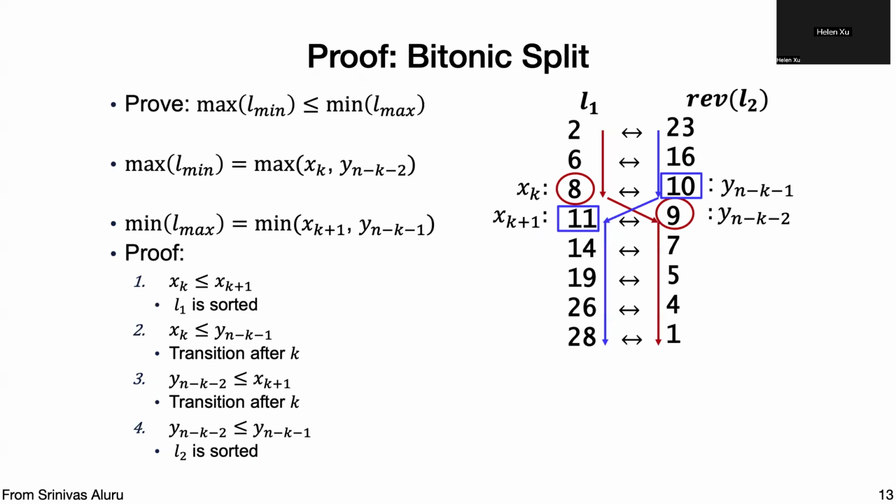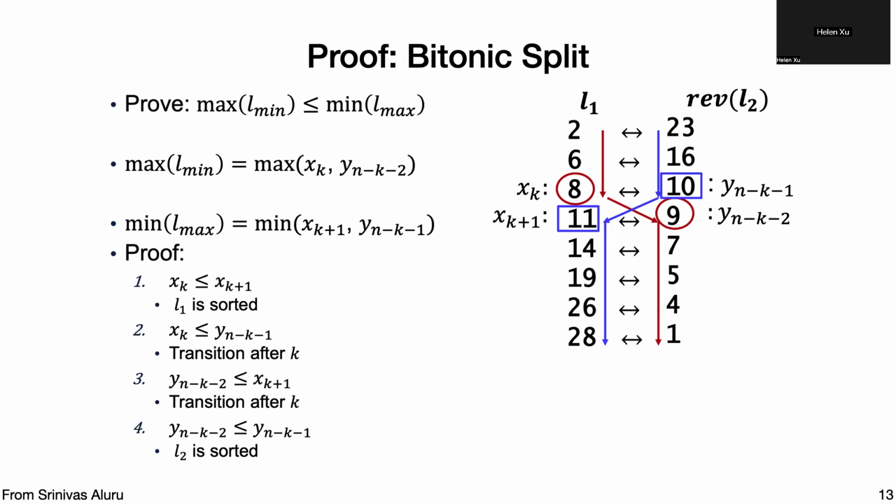Like if you want to compare k for L min and L max. xk is in min and xk plus 1 is in max. Yeah, the other way. Wait, no, it is this way, right? Because max of L min is max of xk and y sub n minus k minus 2. Like the stuff in red is in min and the stuff in blue is in max. Oh, that max.